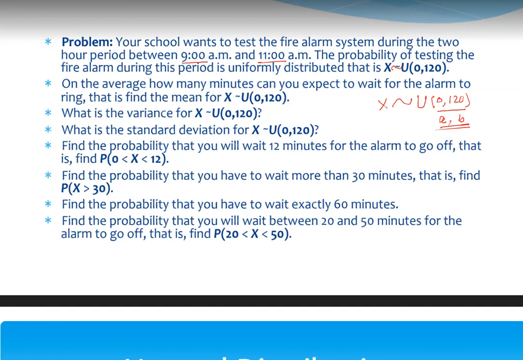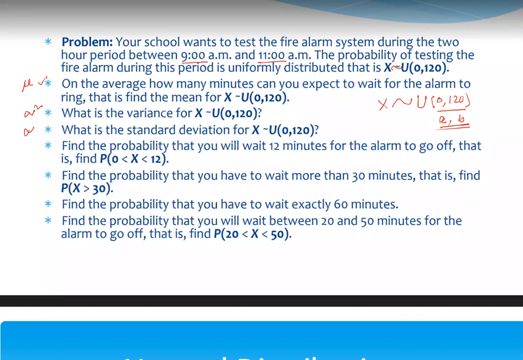Based on this information, they want you to find the following. What is the average, that means mu? What is the average number of minutes that one can expect to wait for the alarm to ring? What is the variance, and what is the standard deviation, sigma, which is just the square root of the variance?